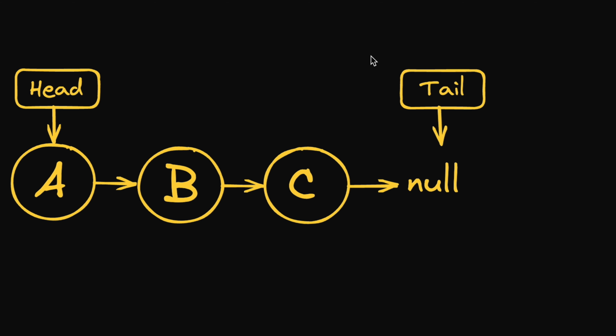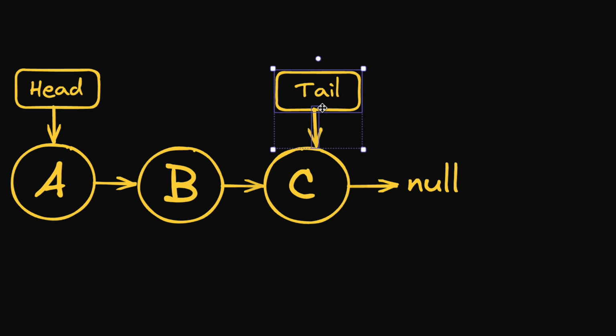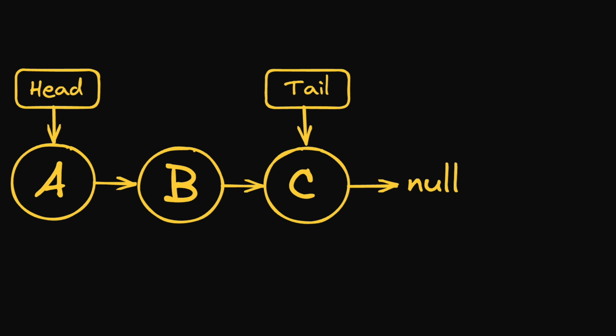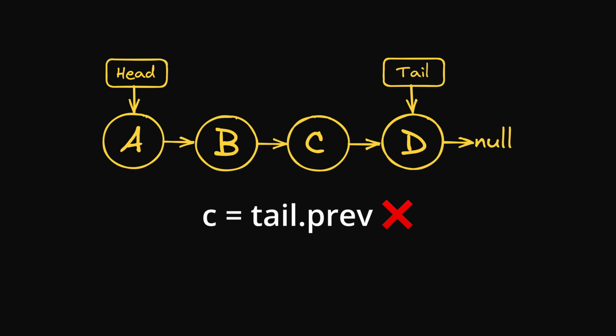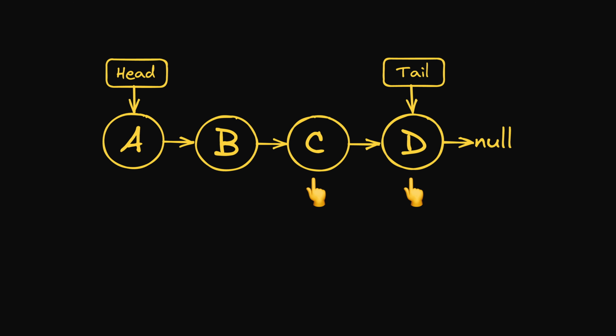Second, we have to update the tail pointer to point to the new last node, that is C. But again, how do we access C? We don't have a previous property that points to the previous node in the list. So it seems like we need access to C and D in order to remove D from the list. How do we get access to them?